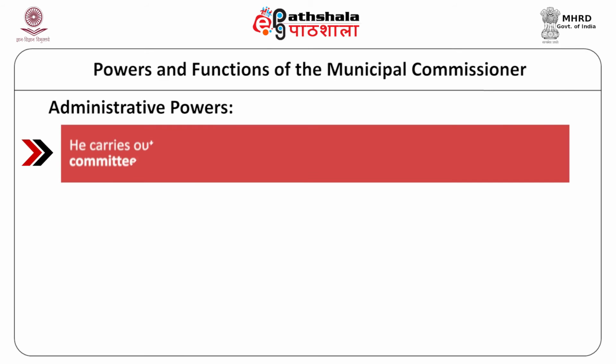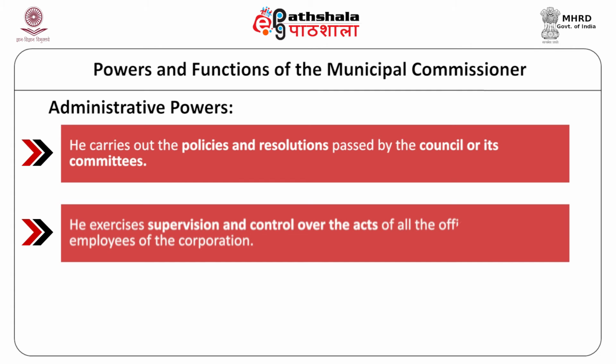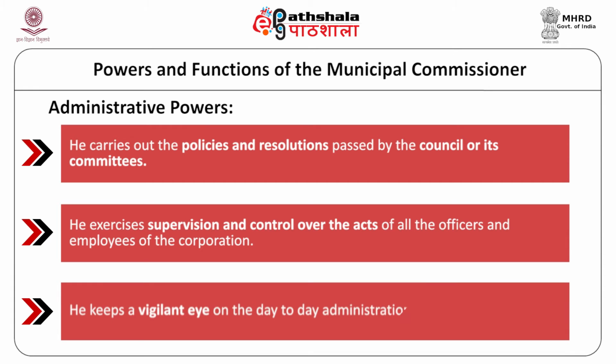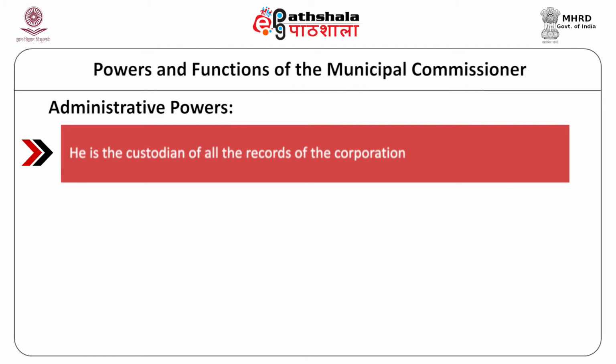The commissioner has a number of administrative powers. He carries out the policies and the resolutions passed by the council. He exercises supervision and control over the acts of other officers and employees of the municipal corporation. He is the one who keeps a vigilant eye on the day-to-day administration of the municipal corporation. He is a custodian of all the records, and whenever required, he is to provide these records for the deliberations of the corporation's council.